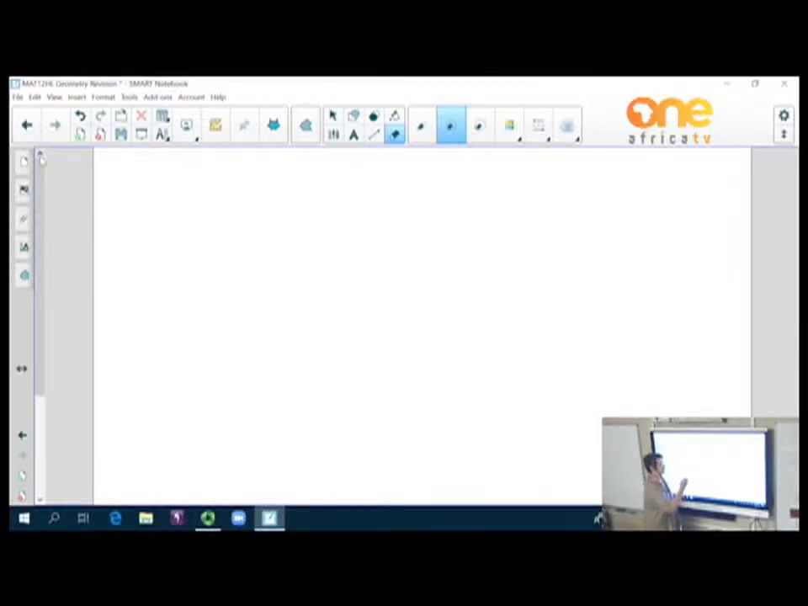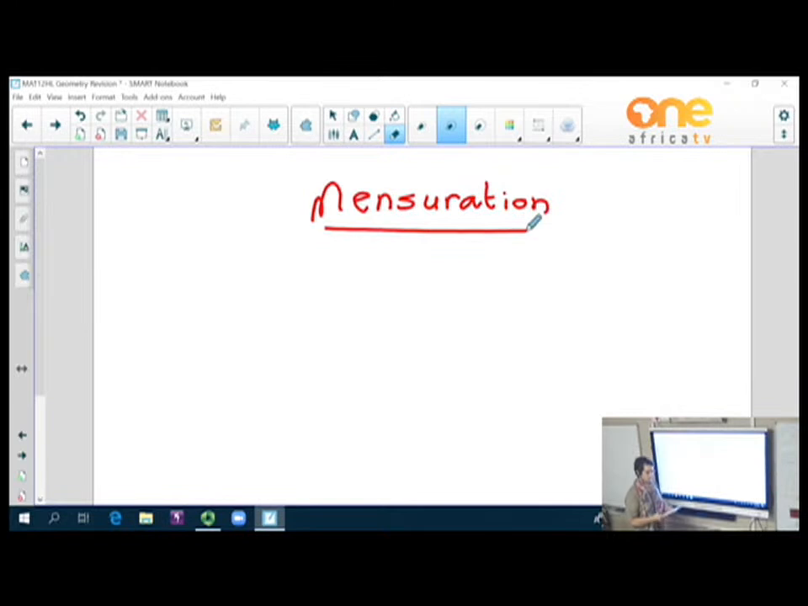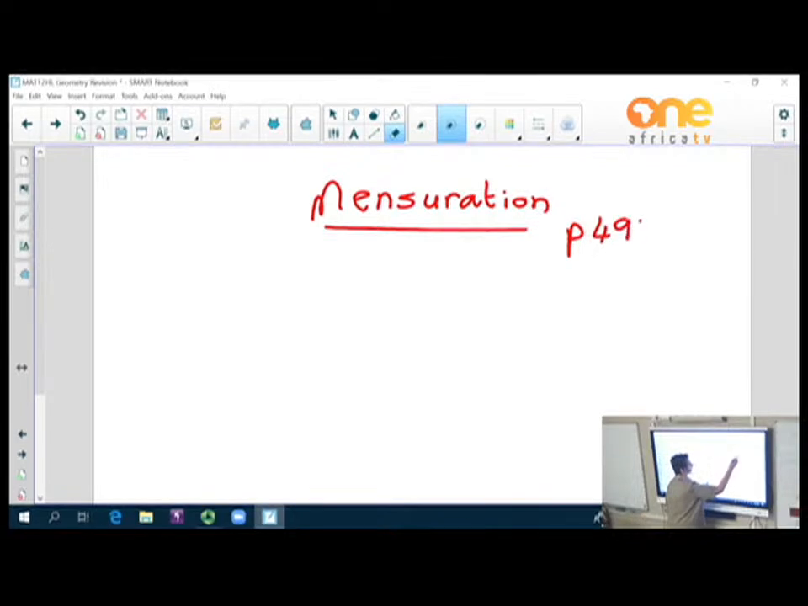Starting today with a new topic, which is mensuration. Mensuration. And this is about measurements. So you were actually busy with this for a long time in mathematics, working with grams, milligrams, kilograms, centimeters, and meters. And this is in your textbook now on page 493. Today we're doing an introduction then on mensuration.